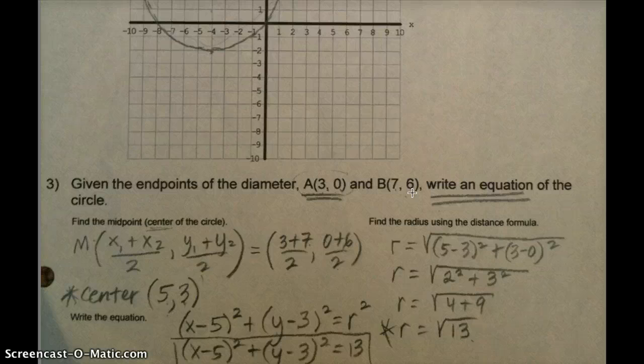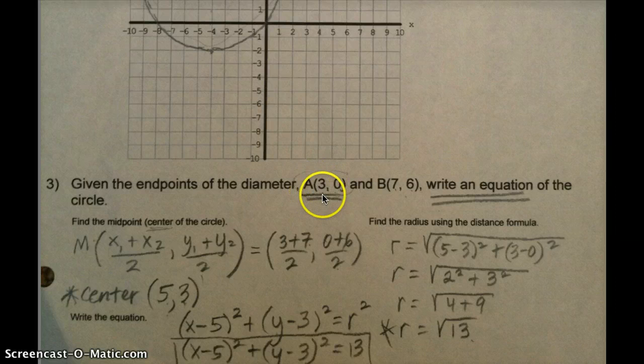So since we have a diameter, we're going to go back to what we know about finding the midpoint, because the midpoint of the diameter will be our center. So we know that the midpoint is (x1 plus x2) divided by 2, and then (y1 plus y2) divided by 2. So then we use our A and B, which are the end points of the diameter.